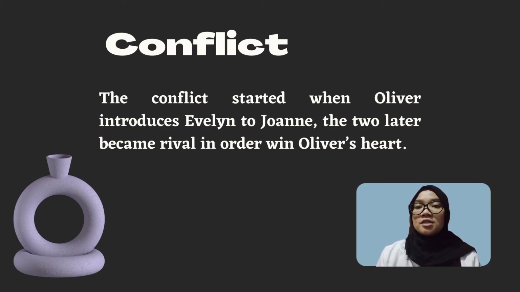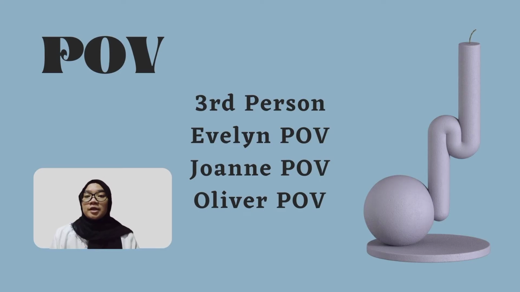Okay, next element is conflict. The conflict started when Oliver introduces Evelyn to Joanna. The two later become rivals in order to win Oliver's heart. Next element is POV. In the first half of the story, we use third person to introduce the story. As the story progresses, we use different POV.